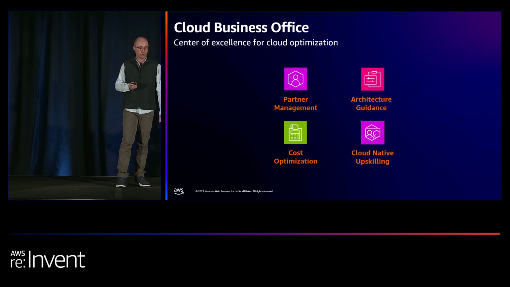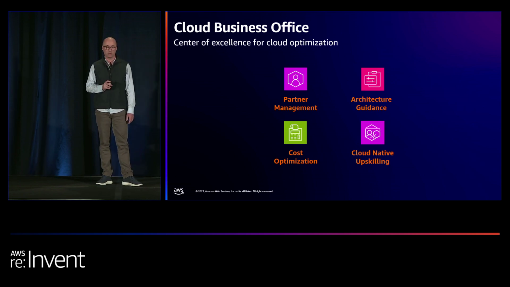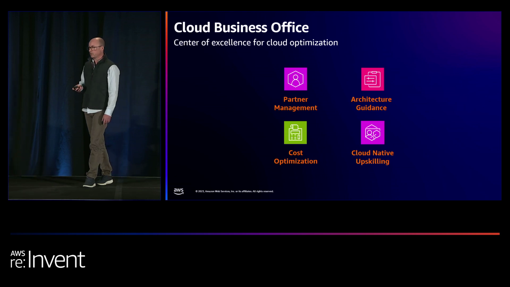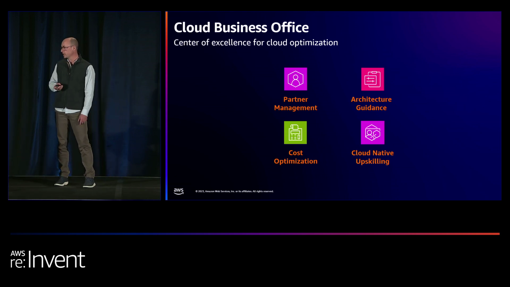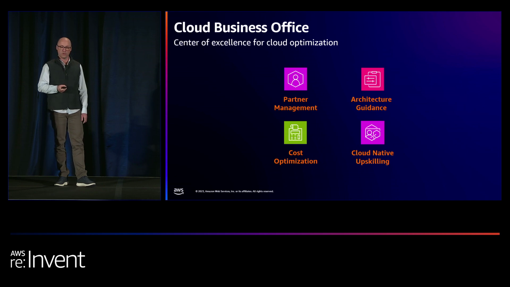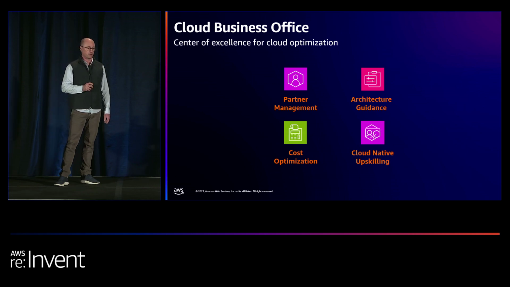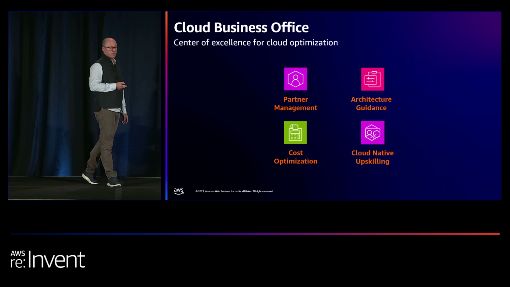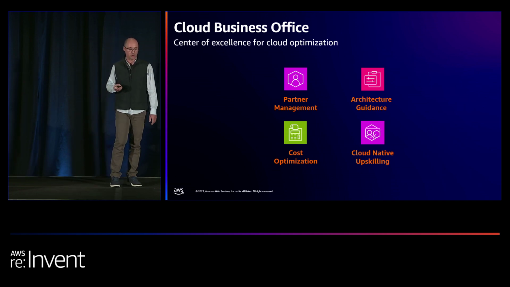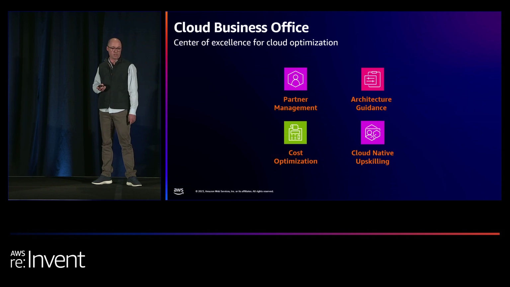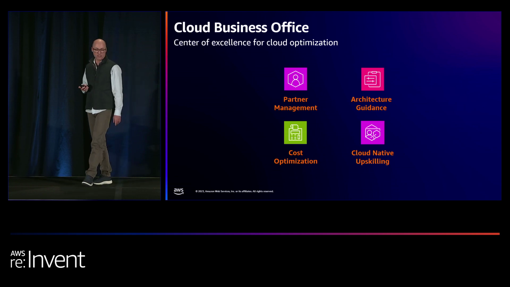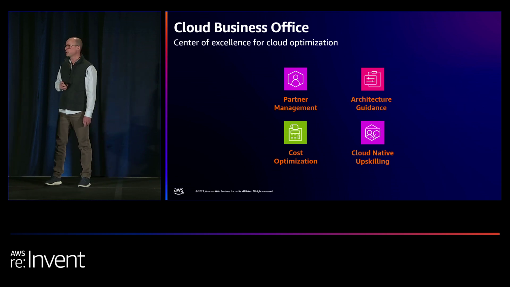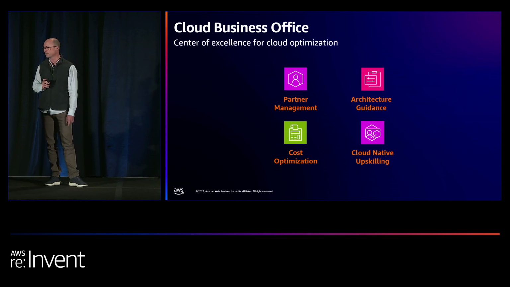Okay, that brings me back to the Cloud Business Office, which is our center of excellence for cloud optimization. We have other centers of excellence as well for things like product management and agile solution delivery, and we think of these as force multipliers across our company. For the CBO specifically, some of our main responsibilities include cloud partner management, cloud architecture guidance, cloud cost optimization, and cloud native upskilling.